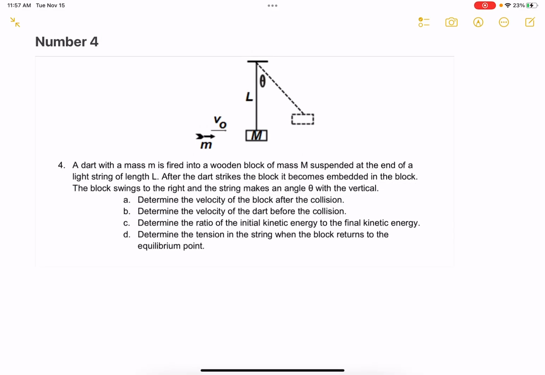Hello. So, we're looking at number 4 here, and let's go ahead and dive right in.